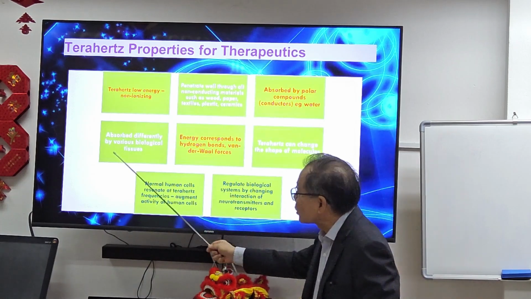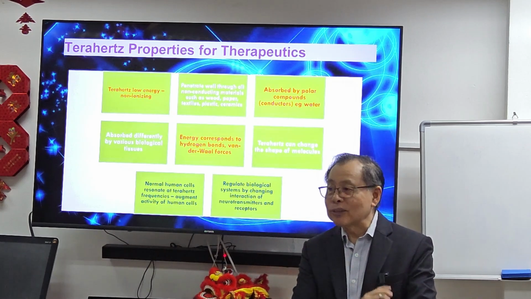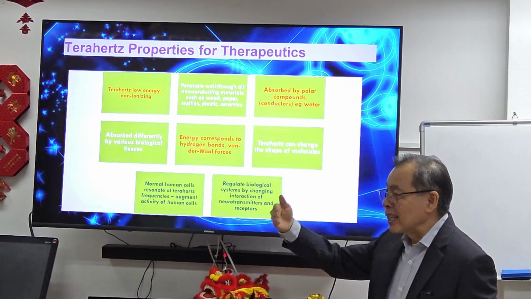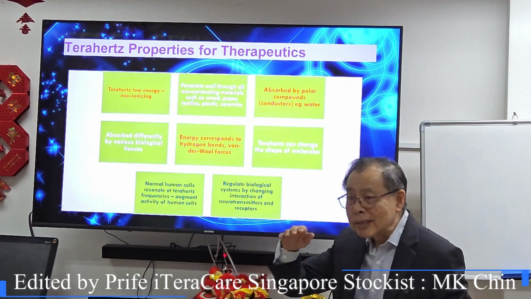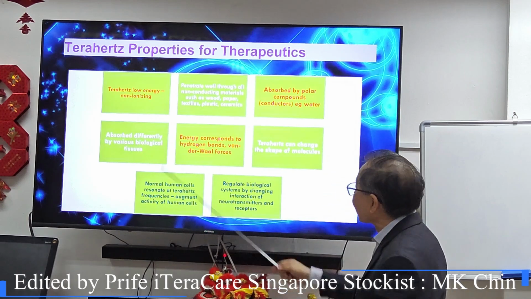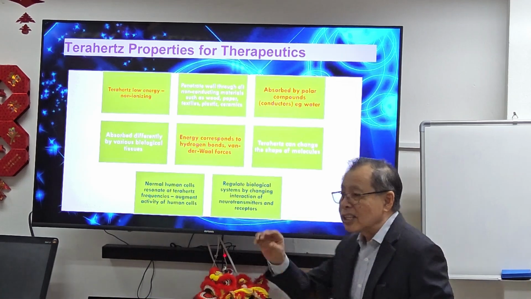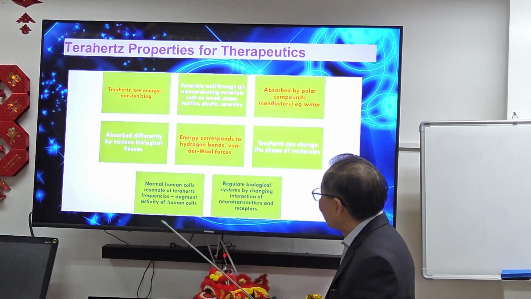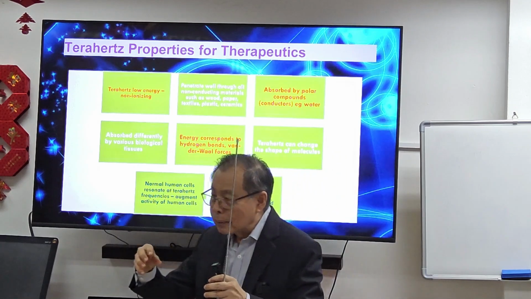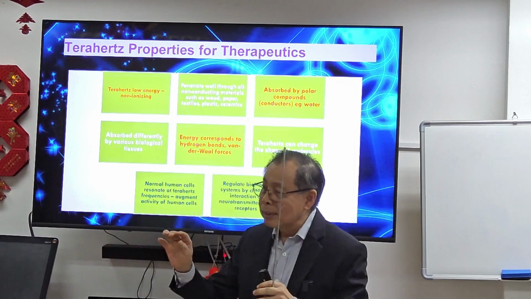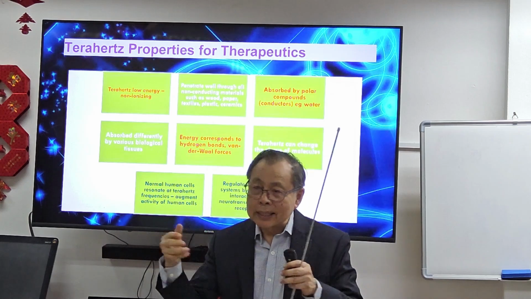Because it's absorbed by polar compounds, and different tissues in your body have different concentrations of water, different layers in your body absorb terahertz at different rates. So that's why you can tell the different layers. And the energy in terahertz is equivalent to hydrogen bonds or van der Waals forces. These are bonds that hold molecules together. They are not the same as the bonds that hold the atoms in a molecule.